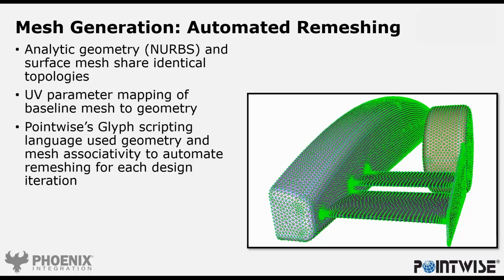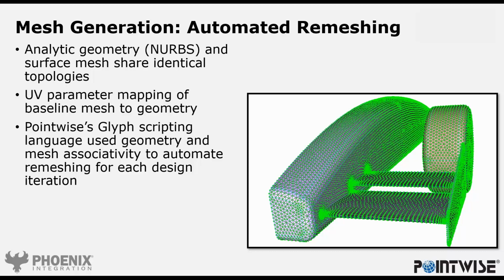The next step was the automated remeshing. So we began by creating that first mesh for the baseline design, the surface mesh and the volume mesh, and isolating the vehicle itself inside of its own core block. For each additional design, there was already a mapping between the surface mesh and the parametric geometry. And the surface mesh and the geometry actually shared identical topologies. So there was this nice UV parameter mapping between the two. So using our scripting language, we could take that baseline mesh and simply map it directly onto any updated design and then just regenerate the volume mesh completely hands-off.